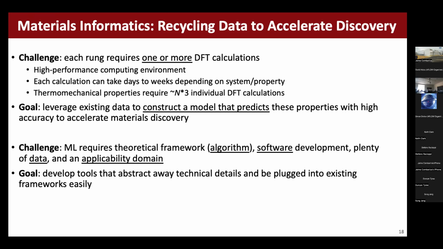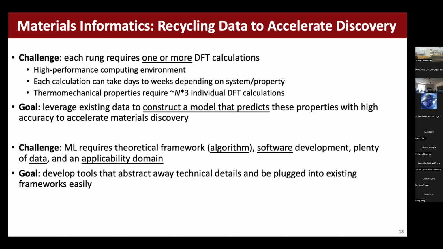Okay, there are some properties, like the thermomechanical properties, that can require 20, 30 different DFT calculations. Each one of these calculations can take days to weeks. Okay, so each rung is going to be very slow. We want to know, is there a way that we can go through each of these rungs faster? Now, it's not only costly to calculate, but it also requires a very nice computing environment. And so it's really a specialized type of calculation.